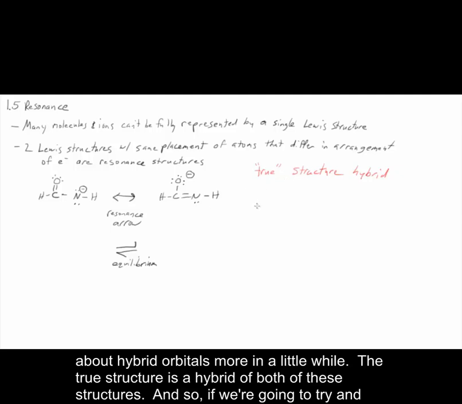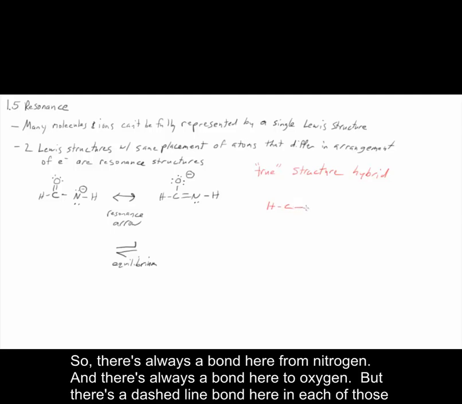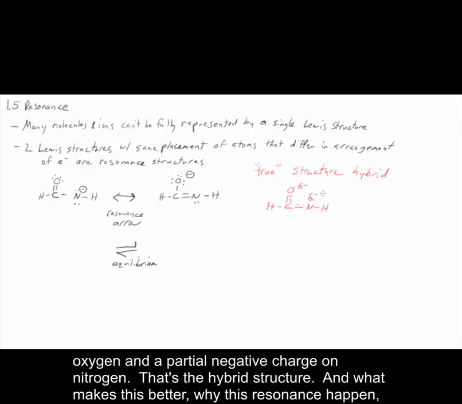And so if we're going to try and draw the hybrid structure, what we'd say is every bond that is sometimes single and sometimes double, we draw as a dashed line. So there's always a bond here from nitrogen, and there's always a bond here to oxygen, but there's a dashed line bond here in each of those places because those are sometimes double bonds, and we would say that there's a partial negative charge, that's a delta, on oxygen and a partial negative charge on nitrogen. That's the hybrid structure. And what makes this better?